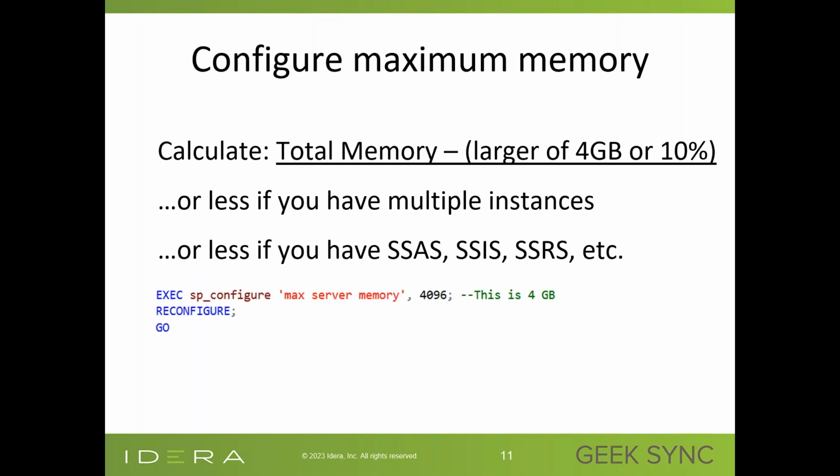We can use sp_configure to configure that max memory. And as you see here, the 4096 value is the equivalent of 4 gigabytes, because that value is in megabytes. So 4096 megabytes is 4 gigabytes.